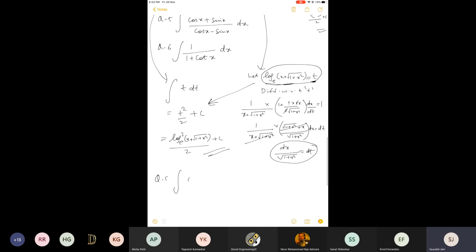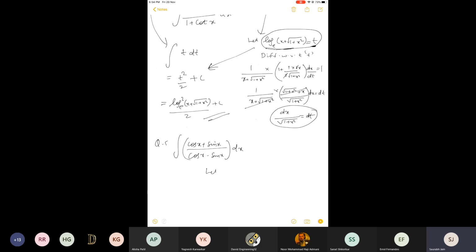See, what is the task? What is the problem? You just need to identify the function which will be equal to t. Only that's it. There is nothing else in the question. Okay, just need to identify the function. So cos x minus sin x is equal to t.